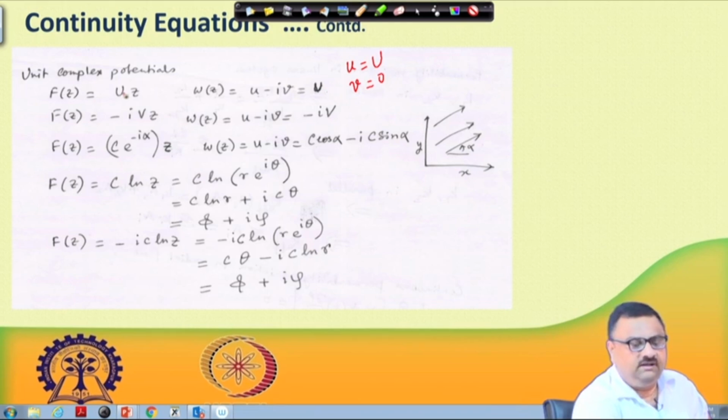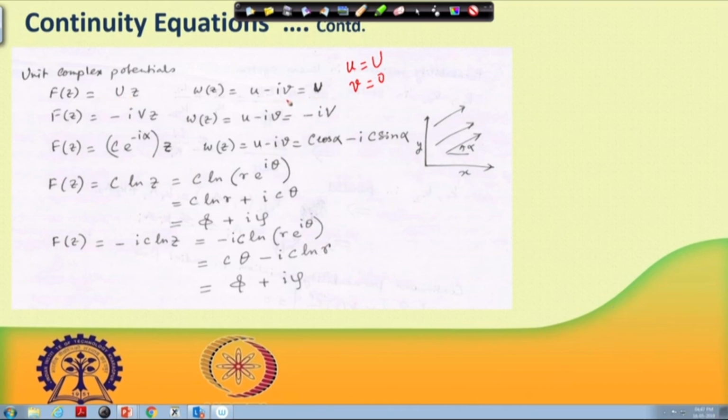Okay. So, when you took the derivative of uz with respect to z, it is u, and this u is u minus iv, it has to be. So, then what you get is small u is equal to capital U and v is equal to 0. So, what kind of flow are we talking about? We are talking about a velocity field which is U i hat plus 0 j hat.